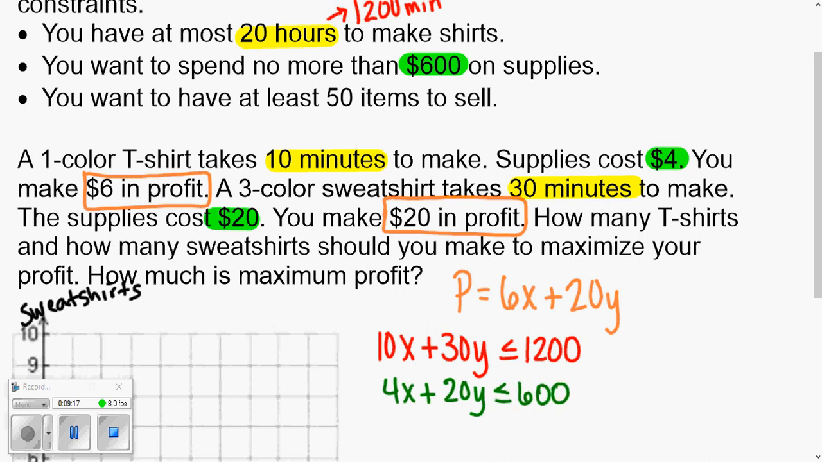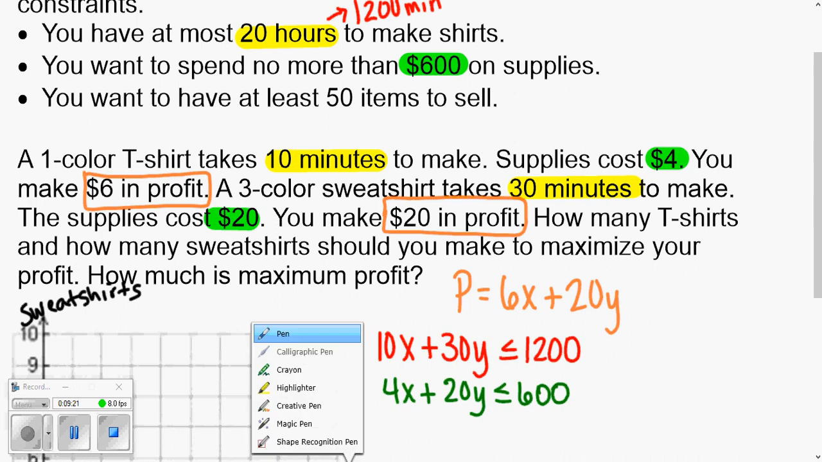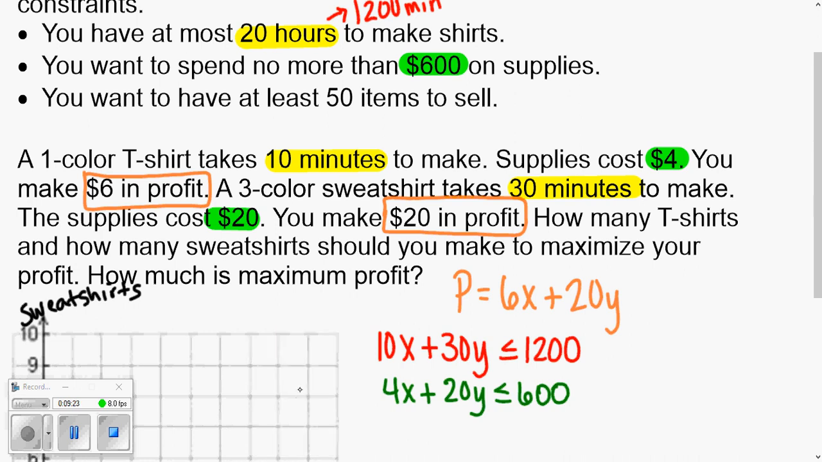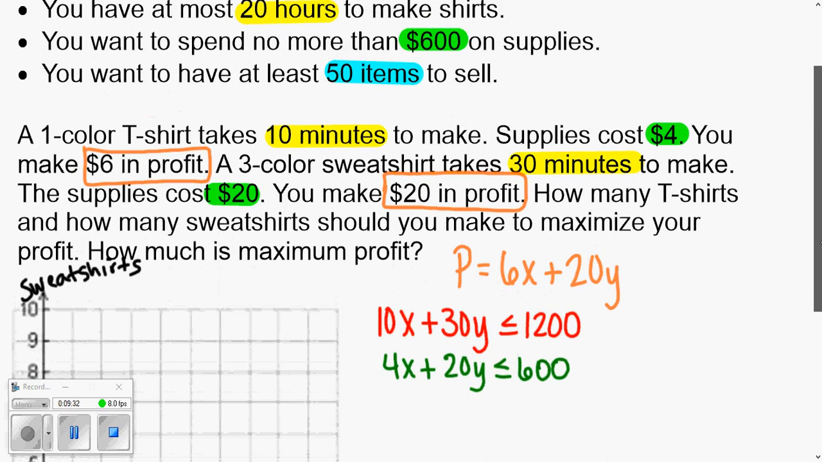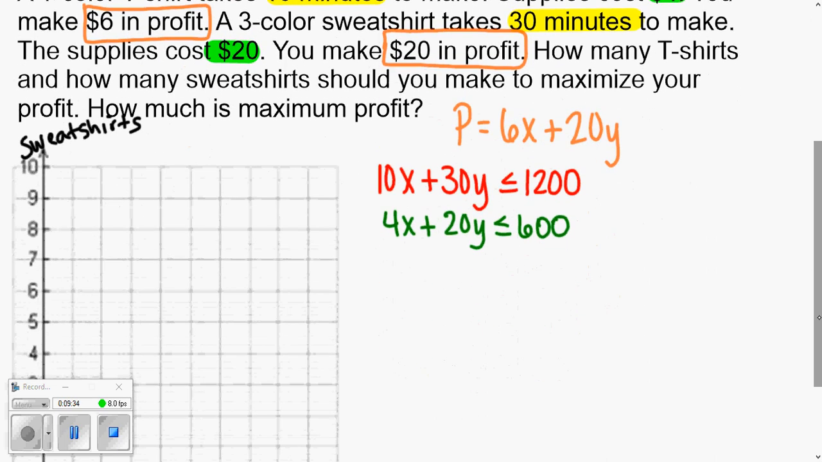And then the last thing they're telling me is I want to have at least 50 items to sell. Now this one doesn't quite work the other way because I don't have anything in terms of paragraph information left. So if I want to have at least 50 items to sell, that means that x plus y has to be greater than or equal to 50.